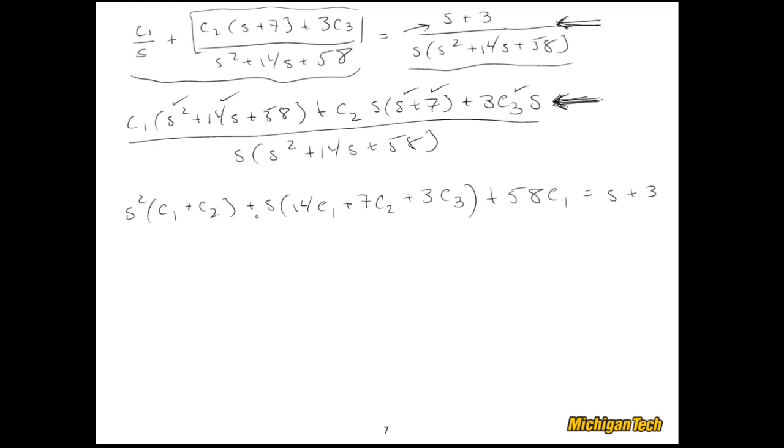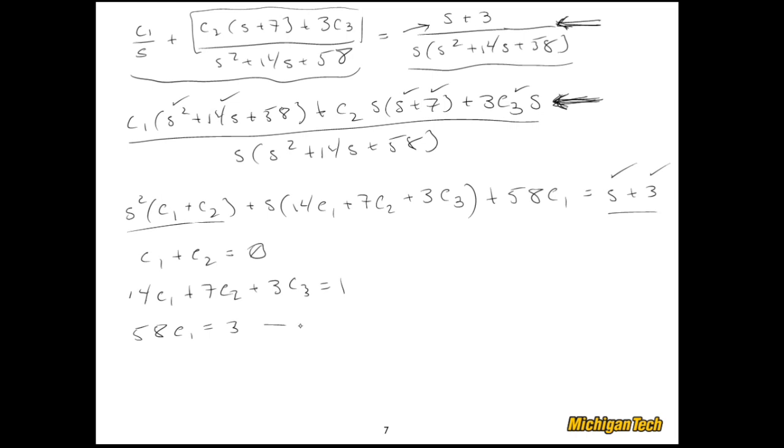What this tells me, it gives me three equations really. It tells me that c1 plus c2, the coefficient of s squared, has to equal 0. There is no coefficient of s squared on the right. And this has to equal 1, that coefficient. And finally, 58c1 has to equal 3, that coefficient.